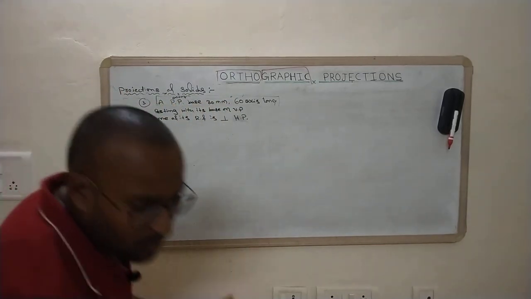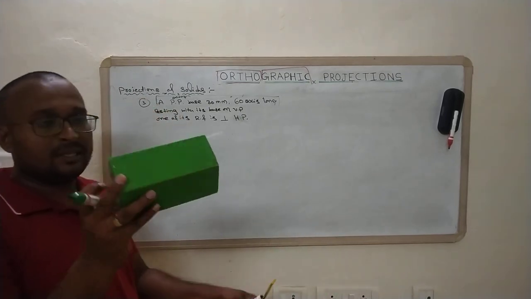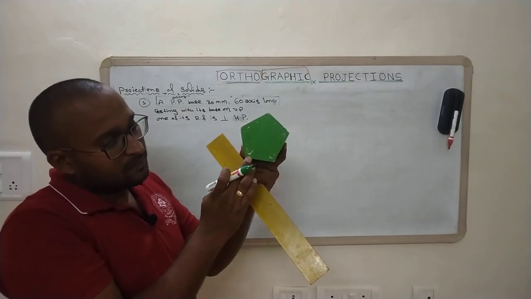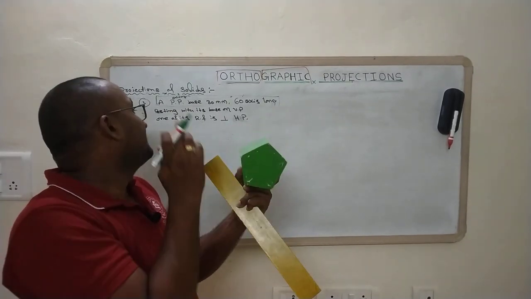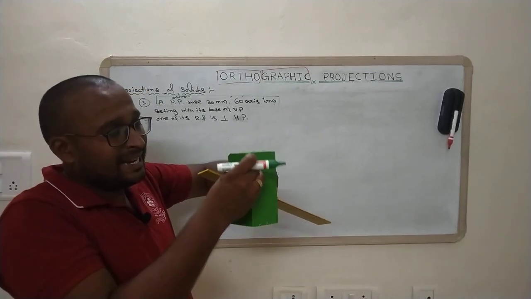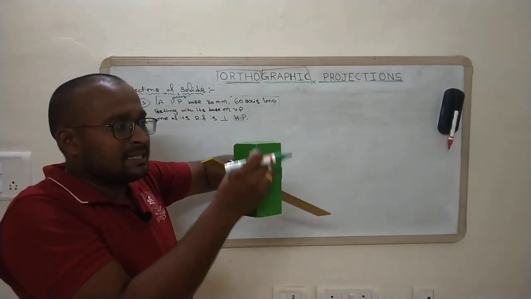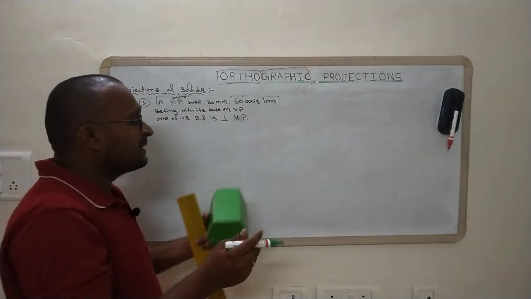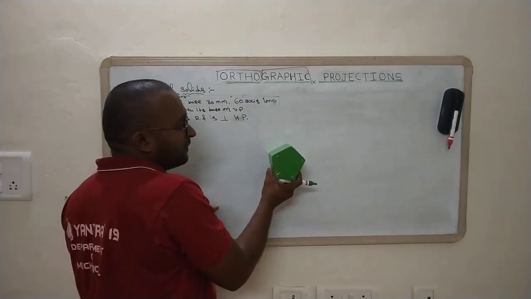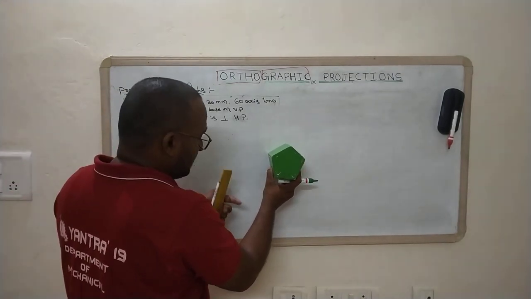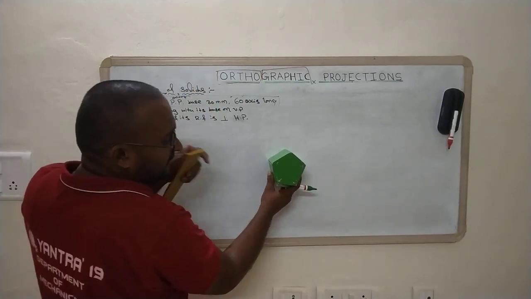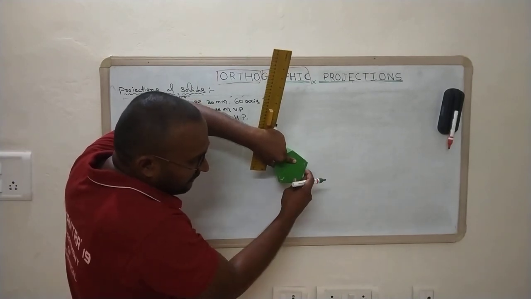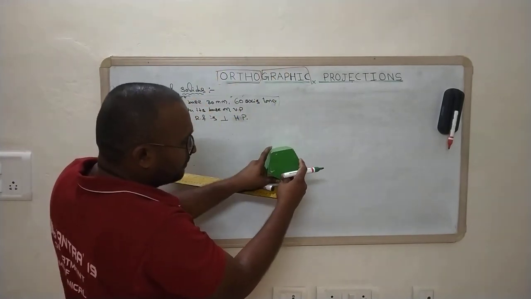So the geometry of the solid: you can see that this is a pentagonal prism. The base side is about 30 mm and the axis height is about 60 mm. Here this is the 60 mm, and this is the base. The base is resting on VP, but one of its rectangular surfaces is now parallel to the HP, and it should be perpendicular to the HP.